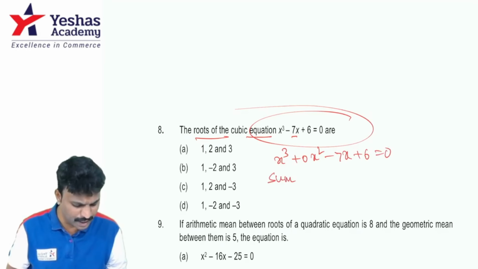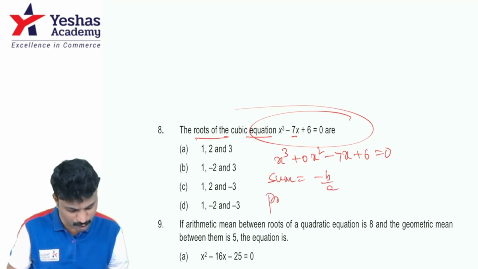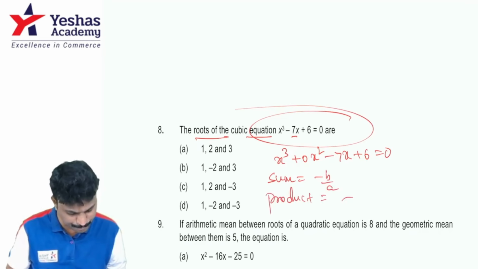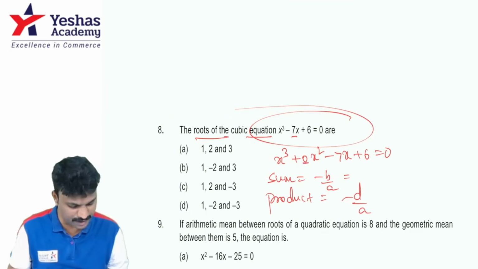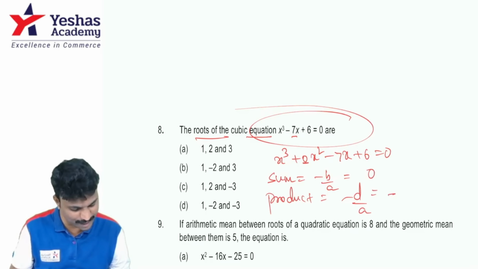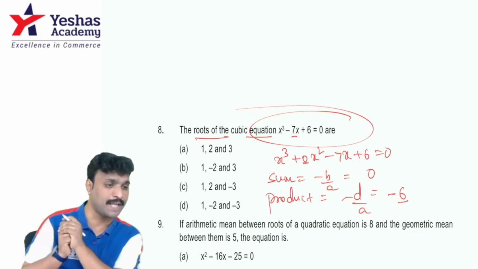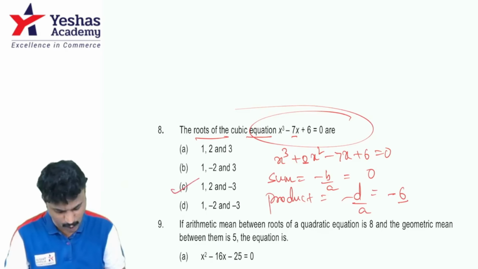Guys, find out the sum of the roots for a cubic equation. What is it? Minus b by a, and the product of the roots for the cubic equation is minus d by a. Guys, there is no b term. B term is, what is it? 0. So sum of the roots is 0 and the product of the roots is minus 6. Which option gives you sum of the roots is 0 and product is minus 6? Very good. That is option C.